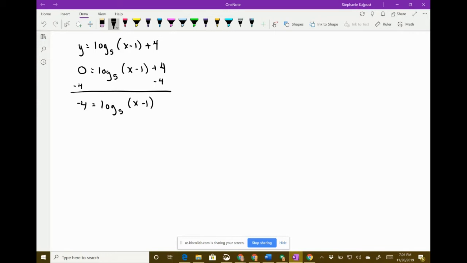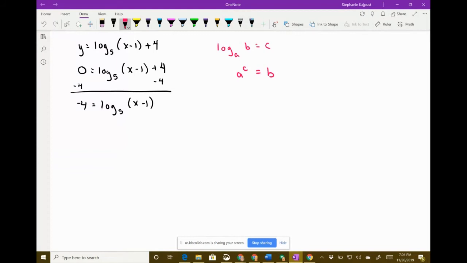Now at this point, we're going to use the definition of a log and rewrite it as an exponent so that we can solve. So just as a reminder, if you have log base a of b equals c, you can rewrite this as a to the c equals b.